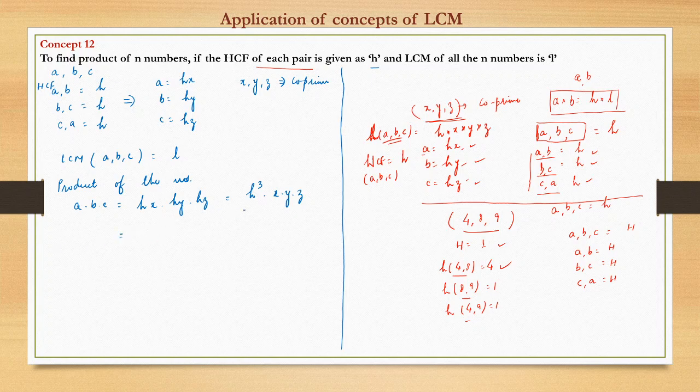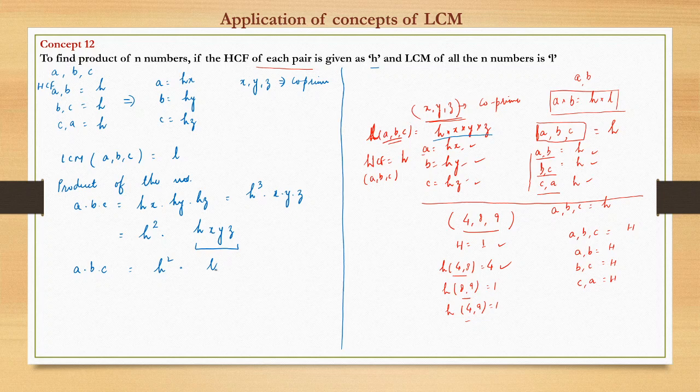So what is it? It is nothing but H cube. I can break this as H square into HXYZ. HXYZ we have seen here. HXYZ is nothing but LCM of ABC, right? So this we can write as LCM, and this is H square, that is the pairwise HCF. So the product of three numbers is nothing but H square into N.